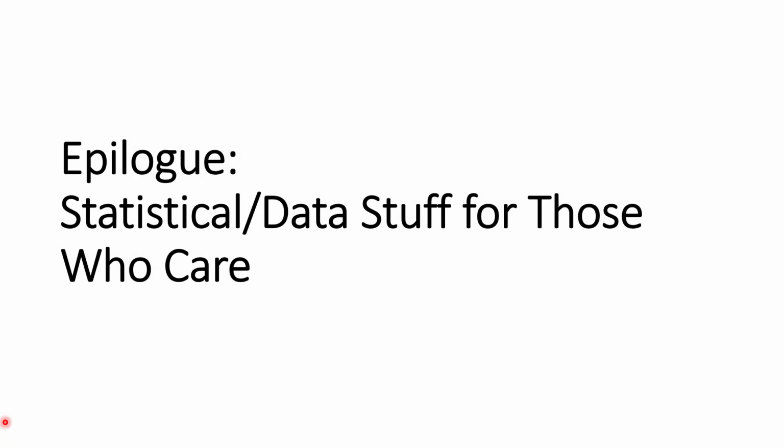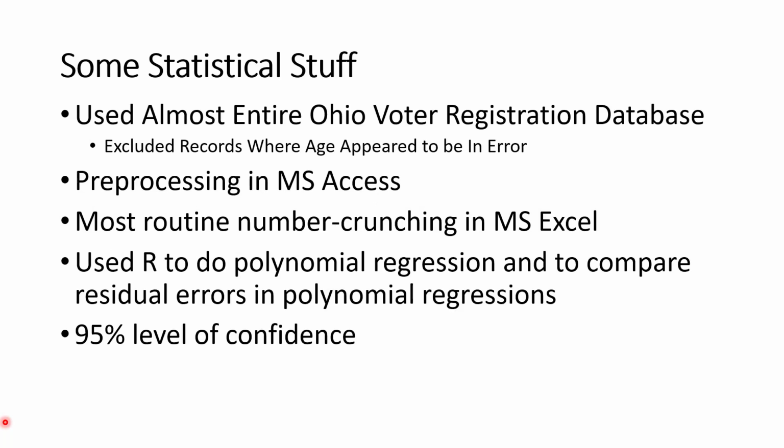Let me close with some statistical stuff for those who care about statistical things. First of all, I used almost the entire Ohio voter registration database. There were some excluded records where the age appeared to be an error. If you actually do a deep dive into it, you'll find that there are a bunch of records where the birth date is January 1st, 1800. That looks like it's just a placeholder when they didn't have a valid birth date. That sometimes could happen if somebody doesn't have a birth certificate or something like that.